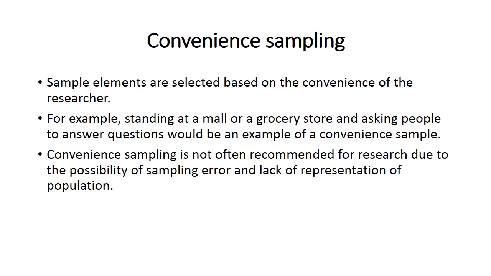If a researcher wants to survey 1,000 consumers door to door in a particular locality, samples can be selected from houses which are nearby, houses where the people are responsive and friendly. These houses can be easily approached. Convenience sampling is not often recommended for research due to the possibility of sampling error and lack of representation of the population. It suffers from the non-randomness criteria like any other non-random sampling technique.